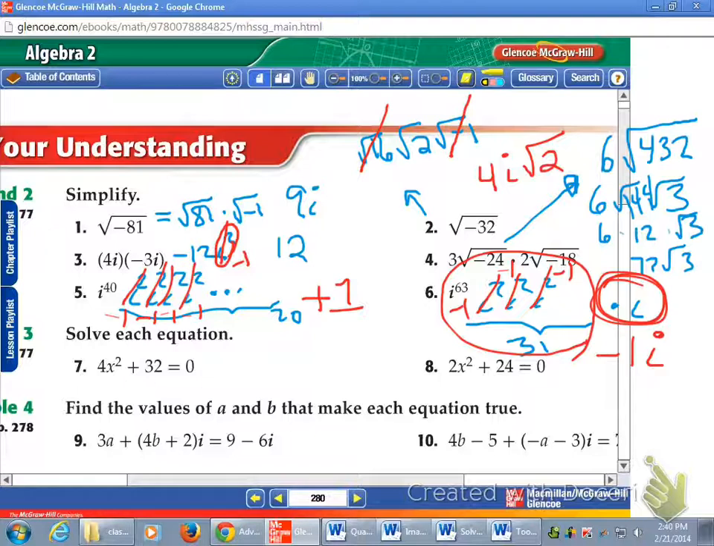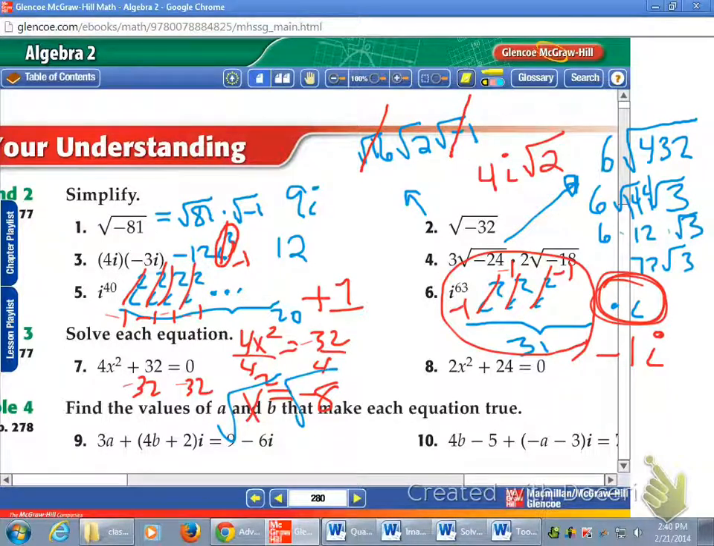You've got two more right here. What would you do on 7? Subtract the 32. And that gives you 4x squared equals -32. Divide by 4. Oh, sorry, x squared equals -8, right? How do you get the x squared by itself? Square root both sides. So now I know that x is equal to, remember it's actually plus or minus, right? Plus or minus whatever the square root of -8 is.